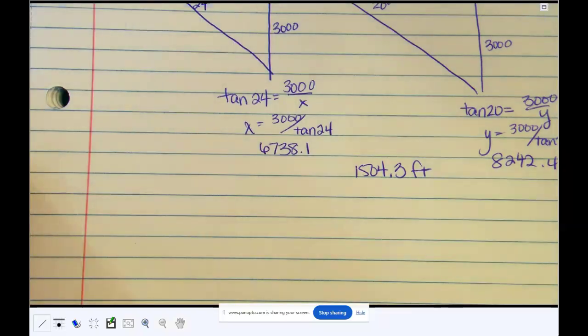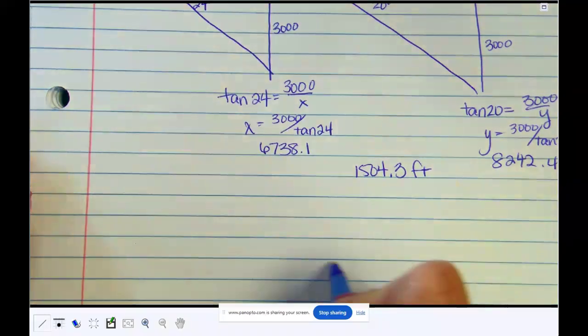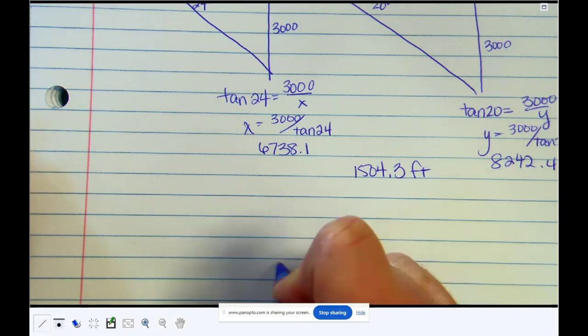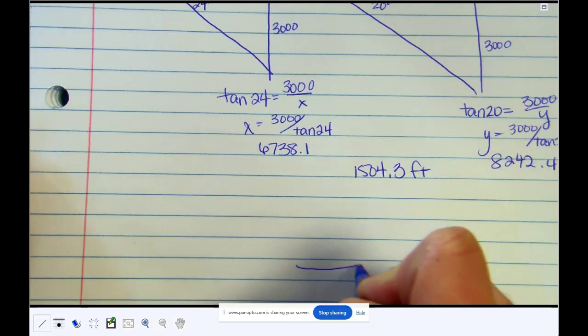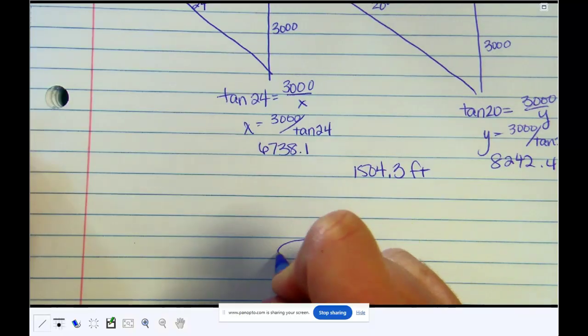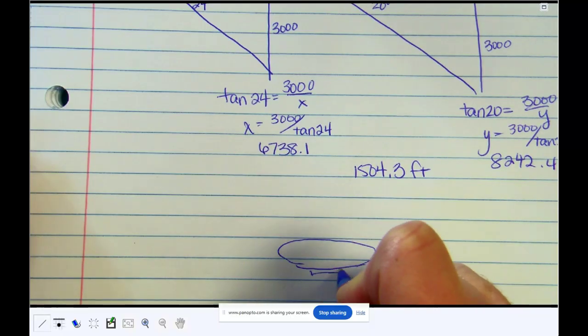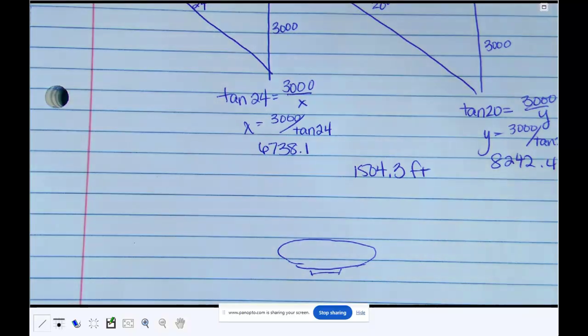So let's say you have a blimp. Do you guys know what a blimp is? Yeah. Okay, so the blimp's flying up here. Yep, the Goodyear blimp. So the blimp is flying above a road.